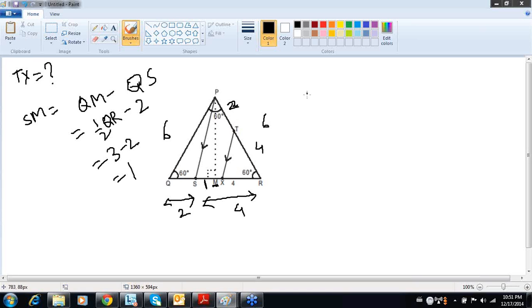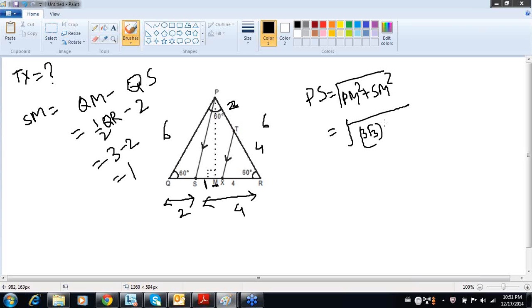Okay. Now we have to find out PS. PS square will be PM square plus SM square. Just apply the Pythagoras theorem in triangle PSM. PM you can find out, it is 3 root 3, so it will be 3 root 3 whole square plus SM square, which is 1. So PS will be 2 root 7.